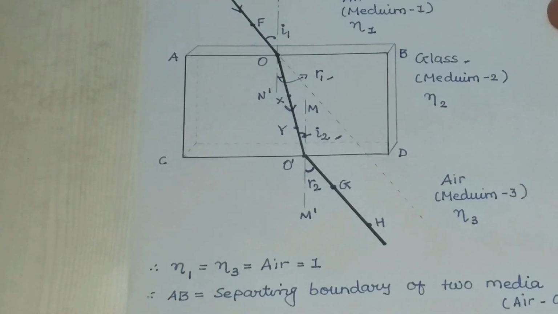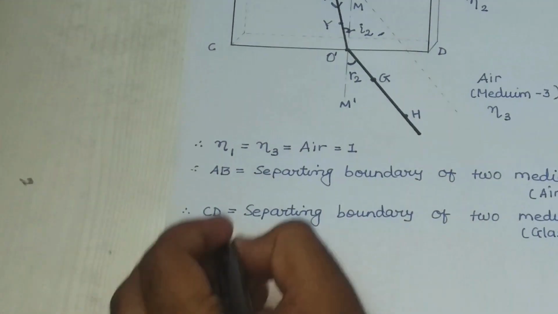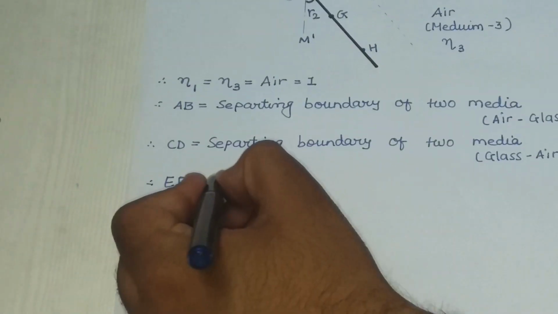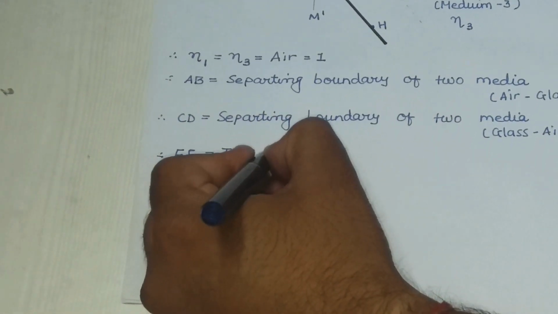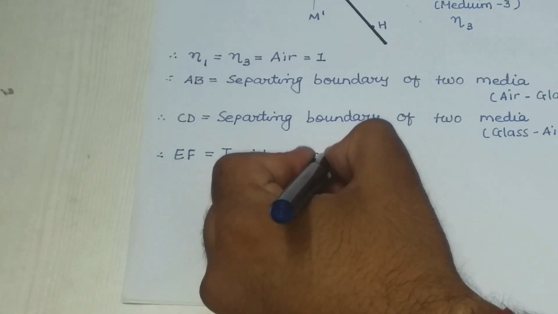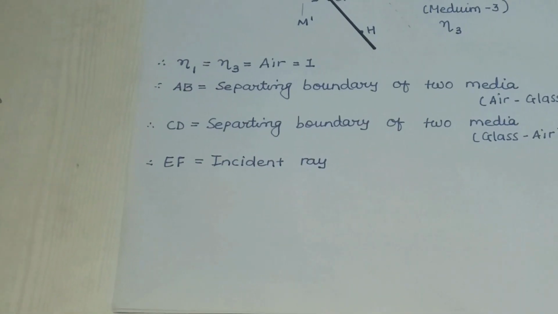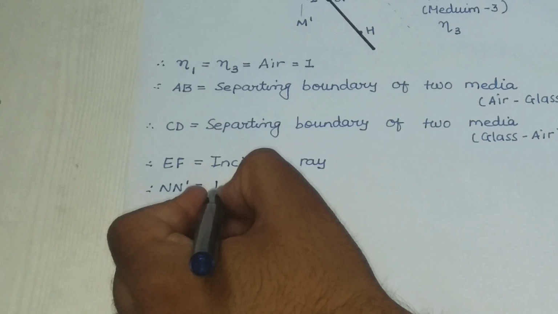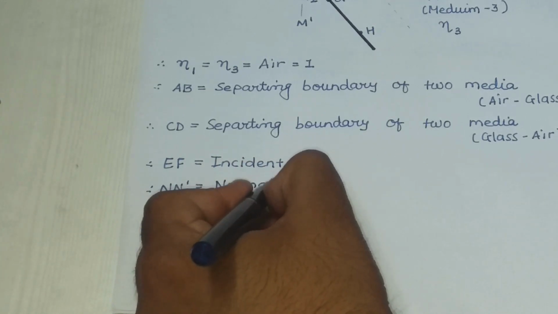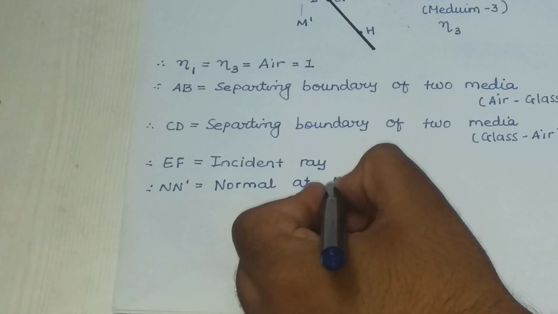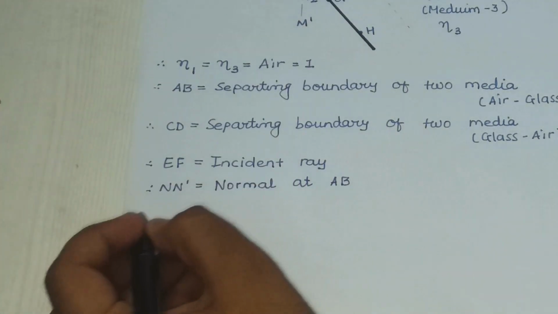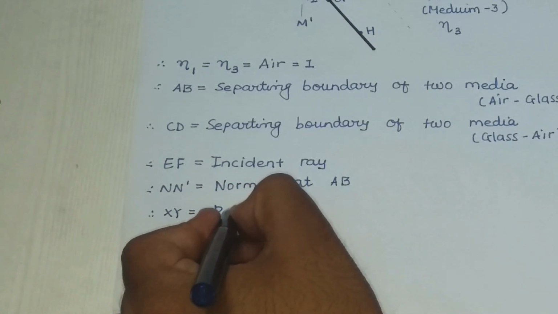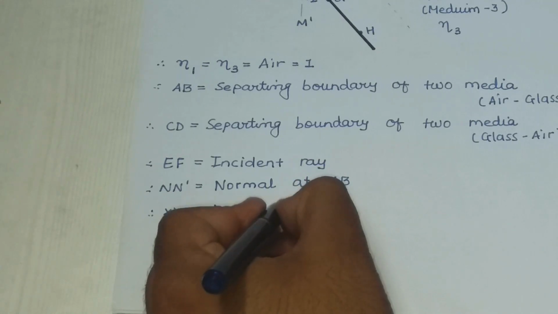Now we write all the nomenclatures. First we start with EF. What is EF? EF is the incident ray. Now what about N dash? It is a normal, the normal at surface AB. Now XY. XY is the refracted ray.